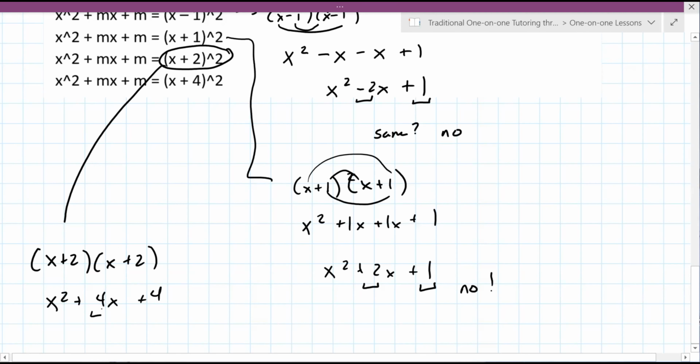X squared plus 4x plus 4. All right, and is that what we wanted? That these two numbers are the same? Yes. Yes, that's what we wanted there.